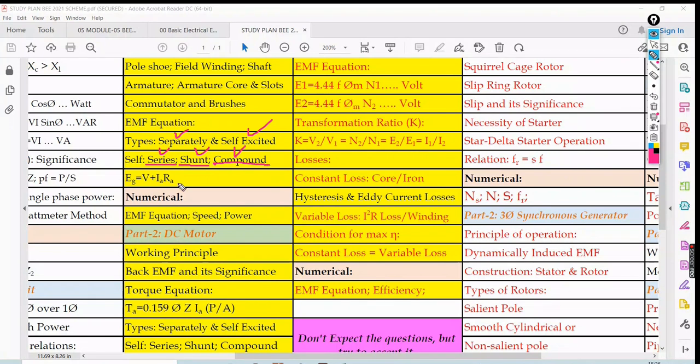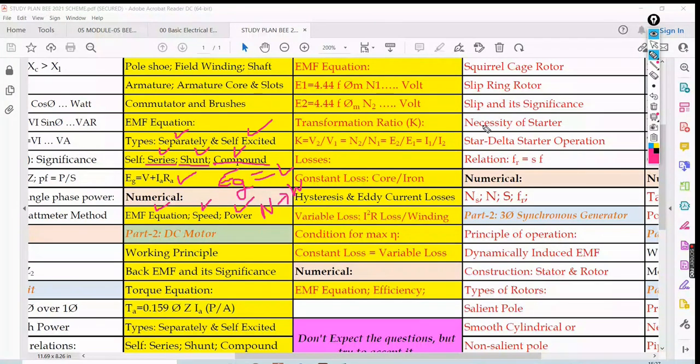Okay, then what is the equation for EG? EG equal to V plus IA into RA. This is with respect to the generated voltage. Problems will be based on the EMF equation to find the speed and to find the power. With respect to the generated voltage, if evaluated for lap, they will ask the speed for wave for the same amount of voltage. This type of problem will also be most commonly repeated. That is the speed relation with respect to EMF and the lap winding and the wave winding. Okay, this is related to the DC generator.